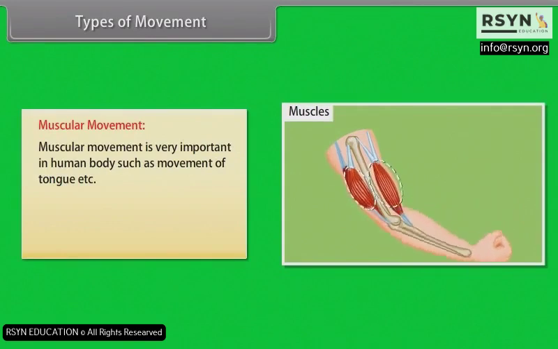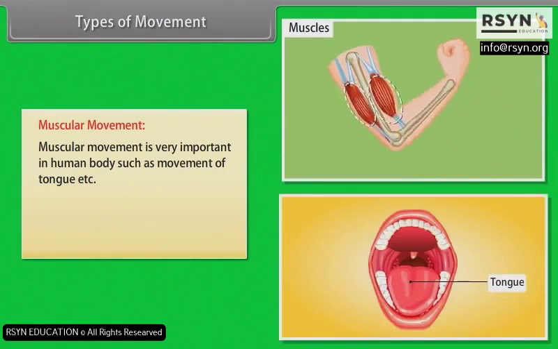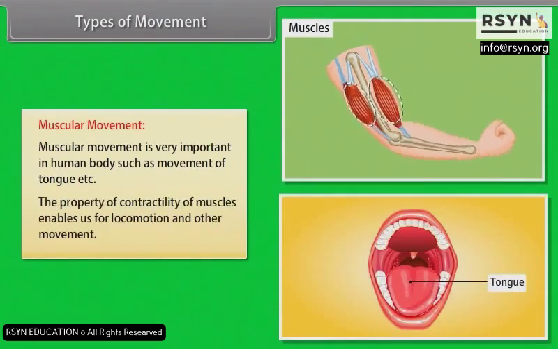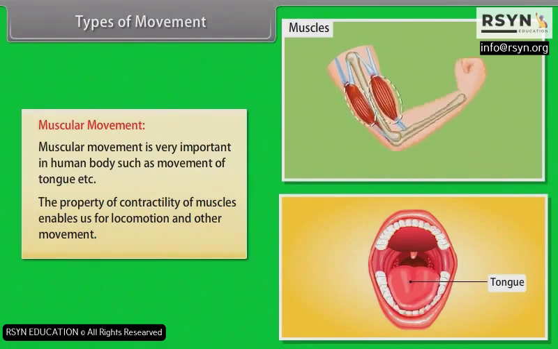Muscular movement is very important in human body, such as movement of tongue, etc. The property of contractility of muscles enables us for locomotion and other movement.